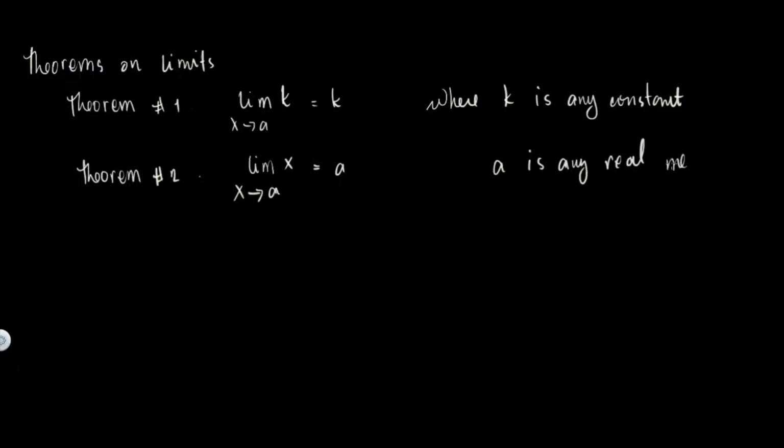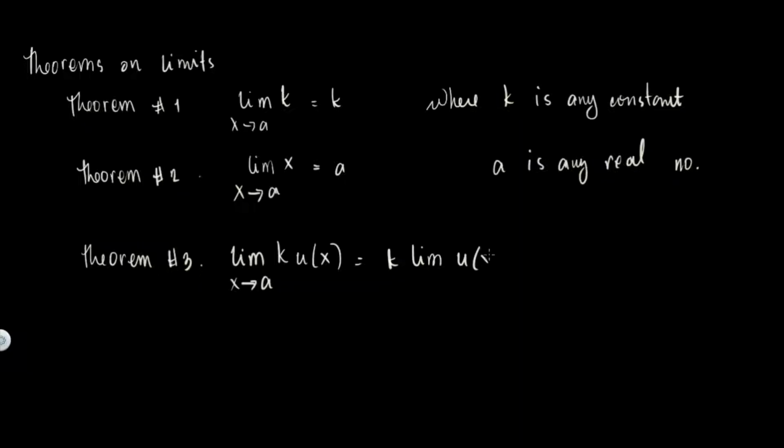Okay, real number. Then theorem number three, the limit of k multiplied by u of x, or any constant multiplied to a function as x approaches a, is equal to k times the limit of that function u of x as x approaches a.